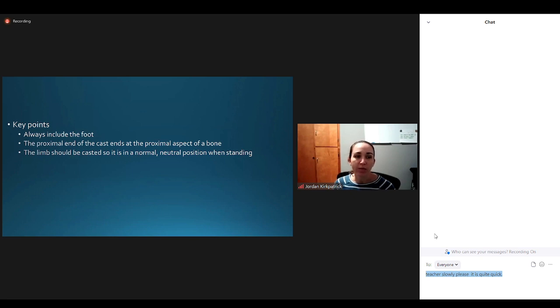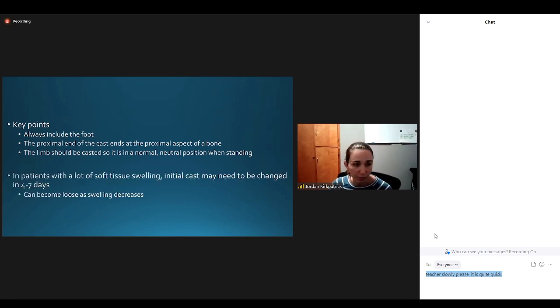Key points in placing a cast for fractures: you always want to include the foot. You don't want them to be able to move that, because if they can flex their foot, that will change the tendons and ligaments, and they can rub up against the cast, which can lead to cast sores. So you want to make sure the foot is immobilized. And the limb should be casted in a normal neutral position as if they were standing. That way, when they're up and walking around, they're able to bear weight as normally as possible. And again, that helps reduce the risks of cast sores.